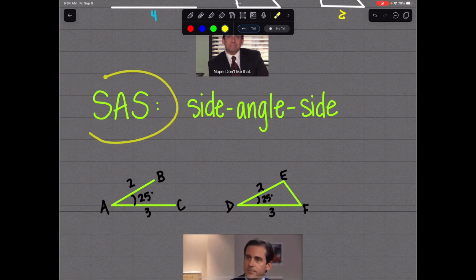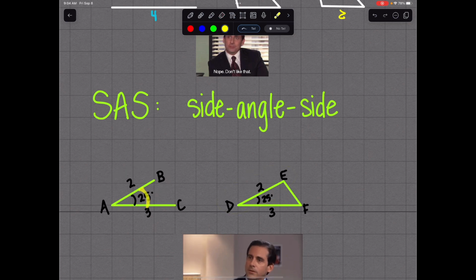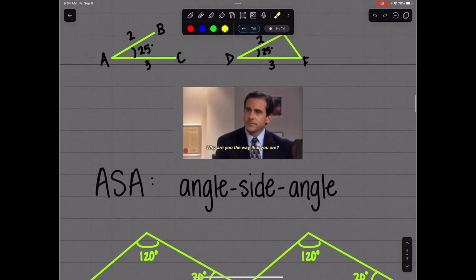It's the side, angle, side. So all you need is a side that is the same, you need an angle that's the same, 25 degrees, and then another side that is the same. And if you have side, angle, side the same between 2 triangles, that's all you need to know. The triangles have to be congruent. Okay, let's do a third one.